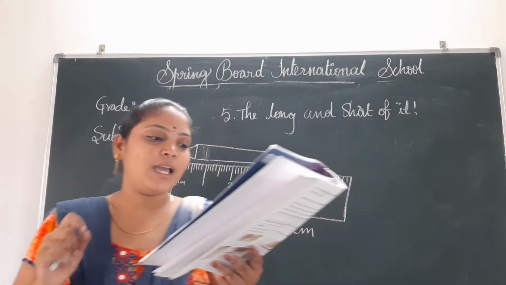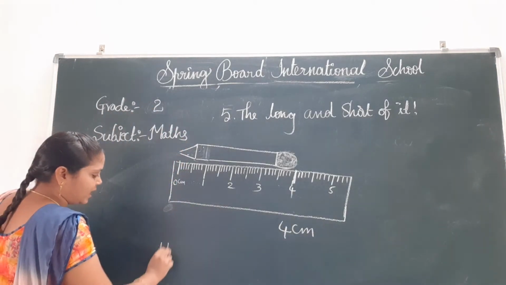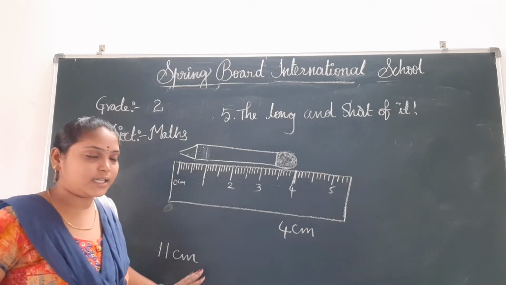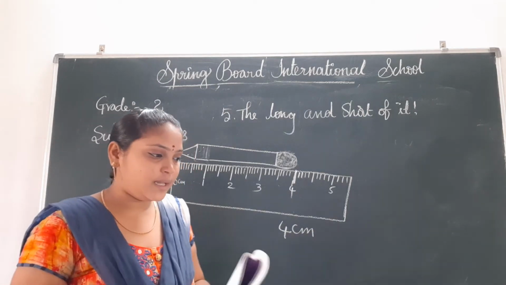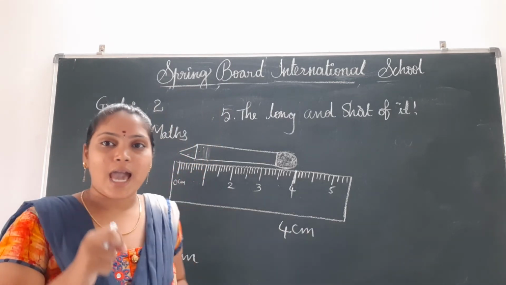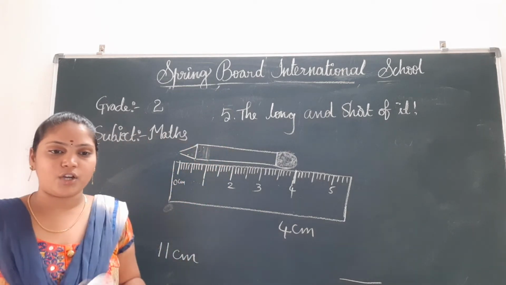So for example, I guess the length of the pencil is 11 centimeters. Okay, I just guess and write here. Next, you have to measure the length of the pencil. You have to measure the actual length of the pencil and write it. So the actual length of the pencil.